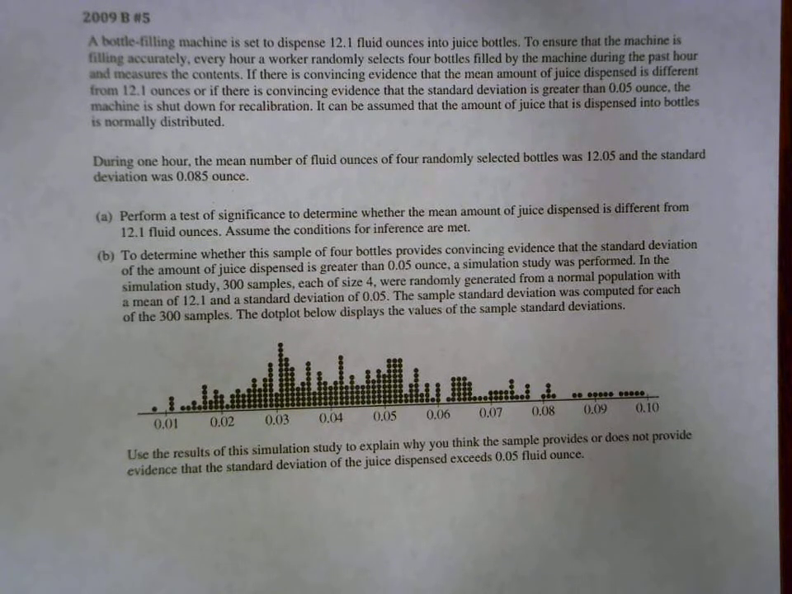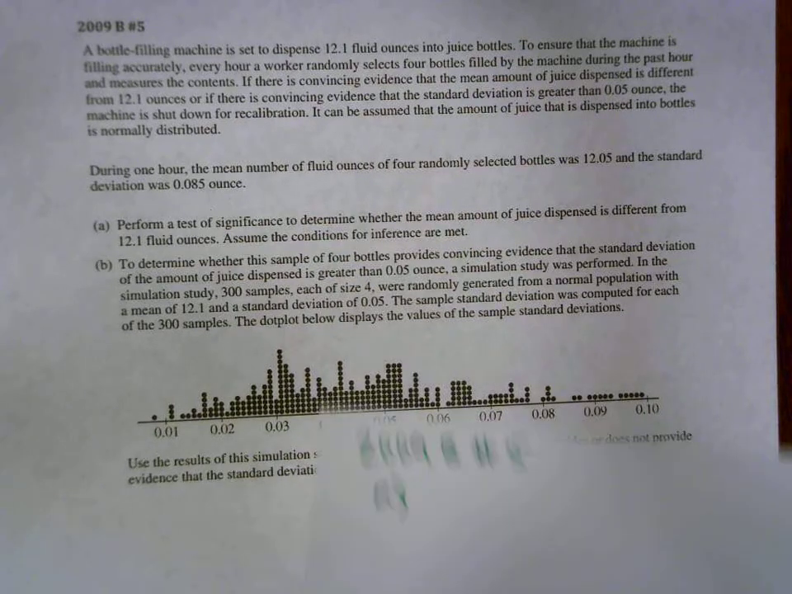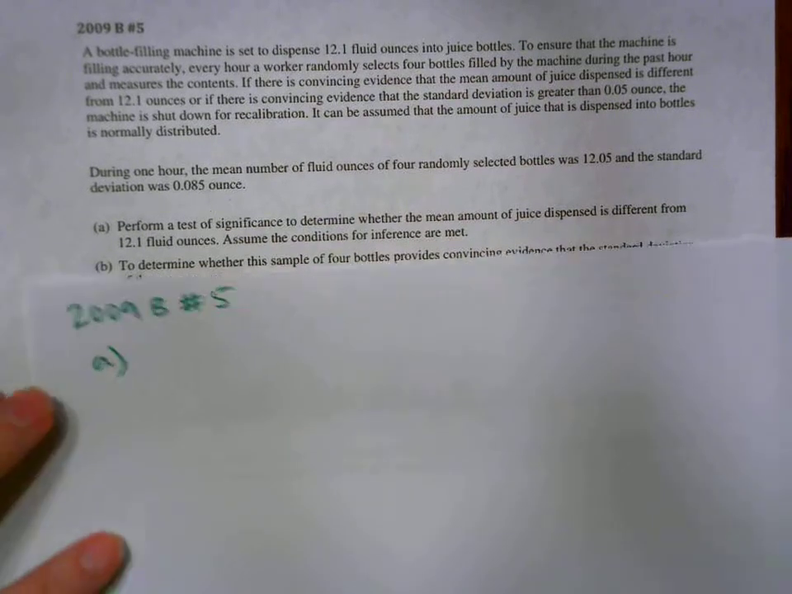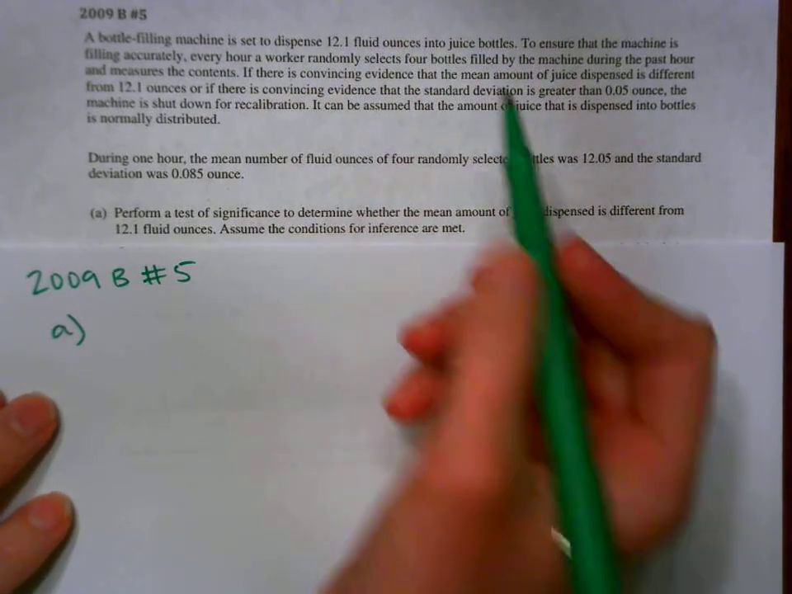During 1 hour, the mean number of fluid ounces of 4 randomly selected bottles is 12.05 and standard deviation is 0.085. And Part A says perform a significance test to determine whether the mean amount of juice dispensed is different than 12.1. Assume conditions are met. Okay, so that was kind of a lot. Let's make sure we understand.